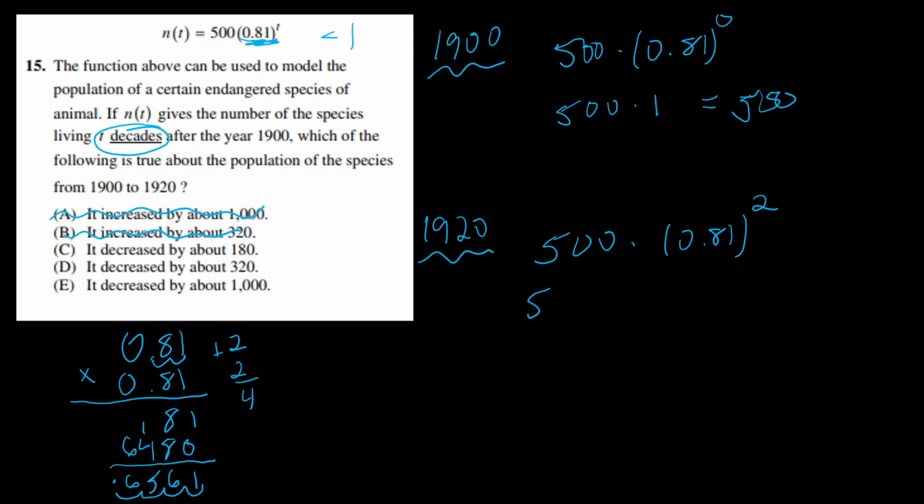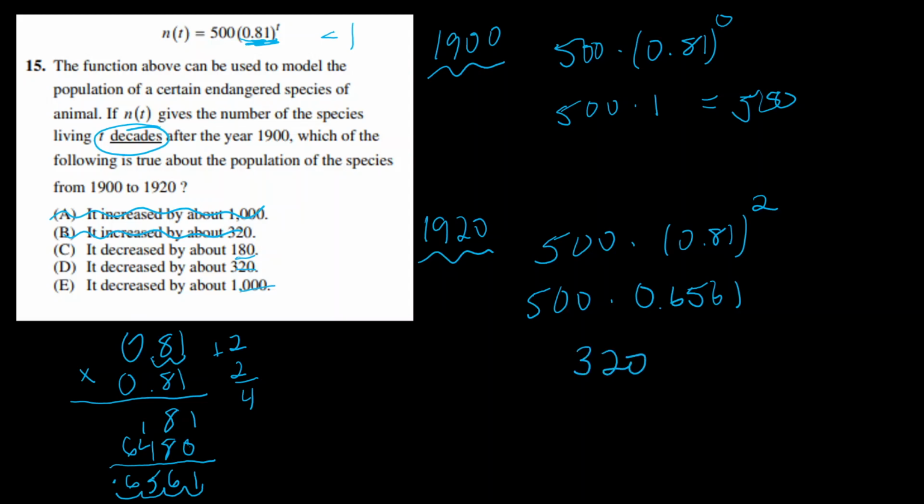We have 0.6561. So now we're working with 500 times 0.6561. And looking at my answer choices here, 0.6561 is just a little bigger than half. So I can estimate that if it's either going to be 180, 320, or 1,000, 500, a little more than half of 500 is going to be most like 320.